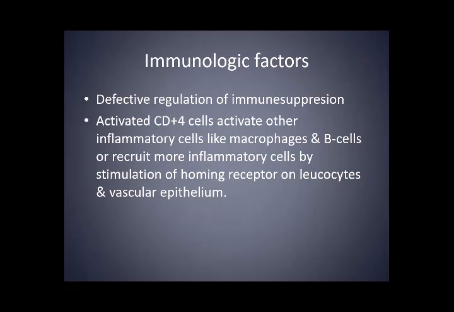They stimulate the other inflammatory cells like macrophages, B cells, and recruit more inflammatory cells by stimulation of the leukocyte and vascular. So leukotrienes, interleukins, this whole cascade of inflammatory process starts, and you have an immunological factor. Probably some triggers take place and lead to immune activation and destruction of your endothelium, your intestine, either it is Crohn's or ulcerative colitis.